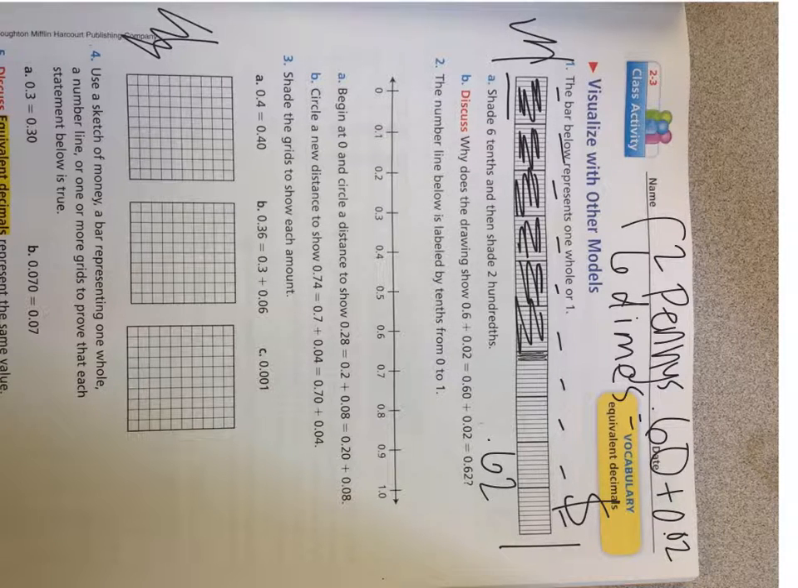So what you're going to do for the rest of the page is show different ways to represent decimals. The next one, the number line below is labeled by tenths from 0 to 1. Begin at 0 and circle a distance to show 28 hundredths. So think about where that falls on the number line, somewhere in between here.